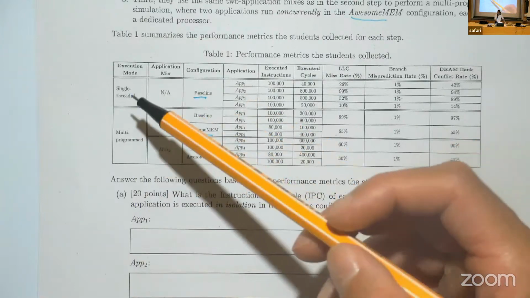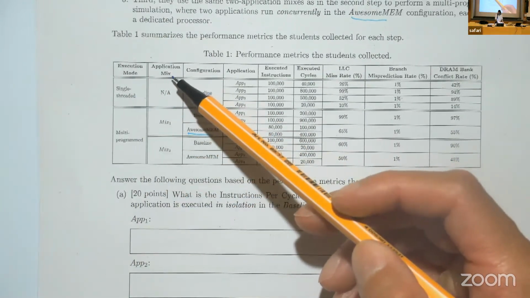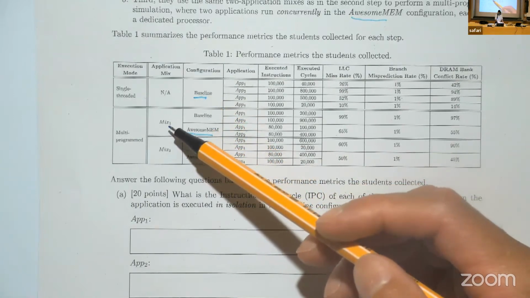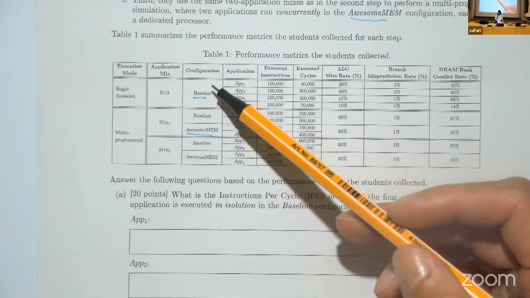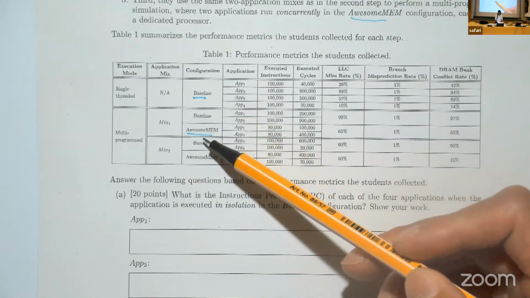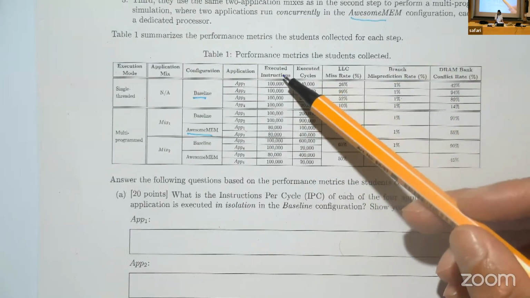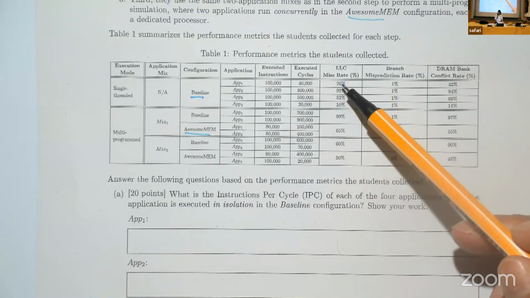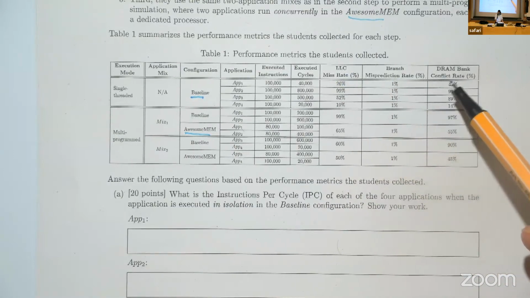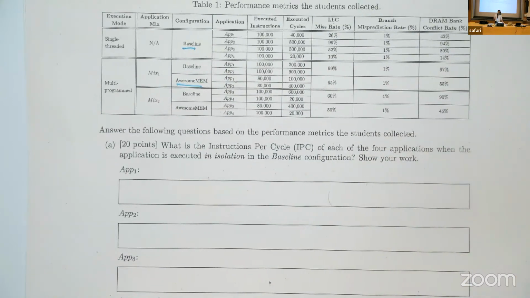If you look at the table, we have the execution mode, single-threaded or multi-programmed. The application mix is only relevant for the multi-program case. Then the configuration, both the baseline and the AwesomeMem, the applications, and some metrics. Here you have executed instructions, executed cycles, last level cache miss rate, branch misprediction, and DRAM bank conflicts. And then it's going to ask you to do a bunch of small questions on top of it.